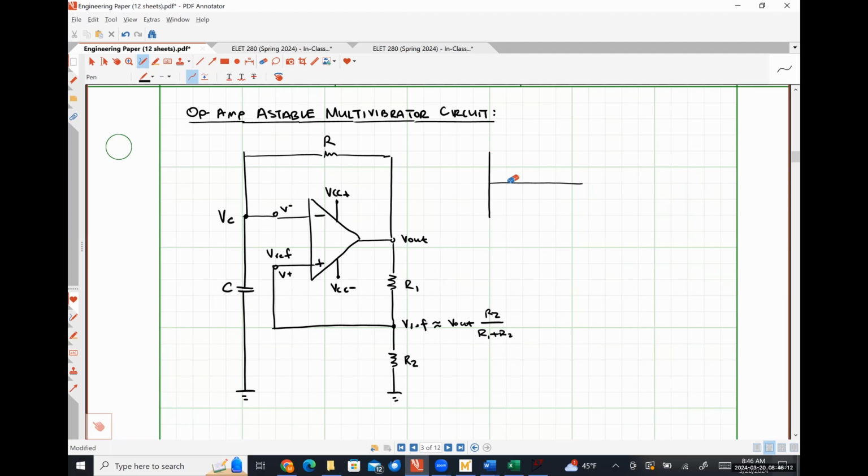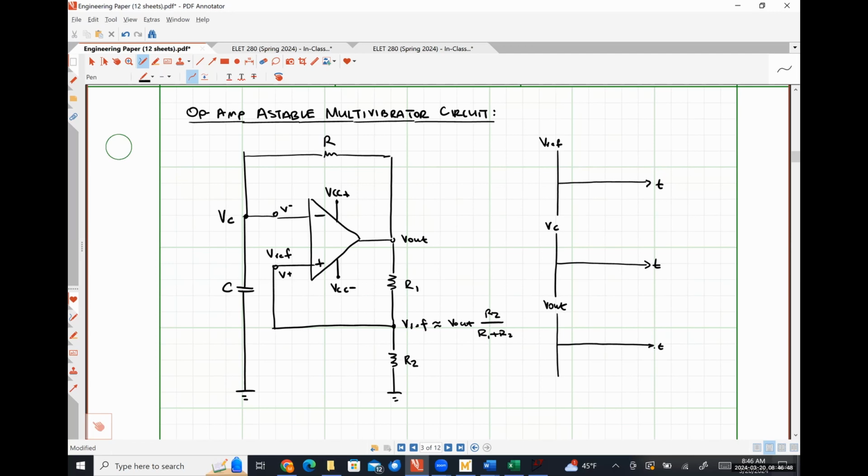Let me scoot this over actually, so I can put 3 of them up here. So this guy right here is going to be VREF as a function of time. This guy right here is going to be VC as a function of time. And this guy right here is going to be V out as a function of time.